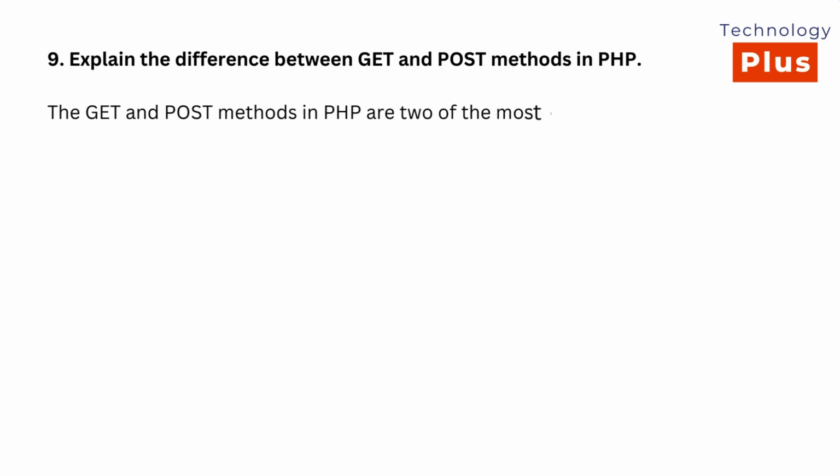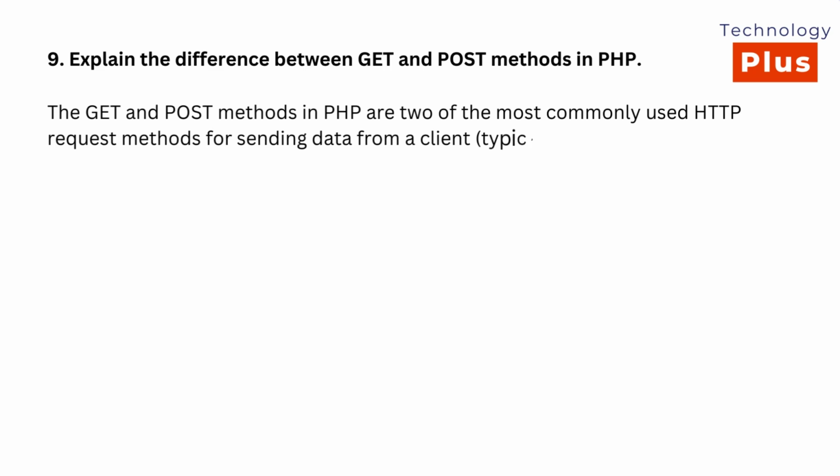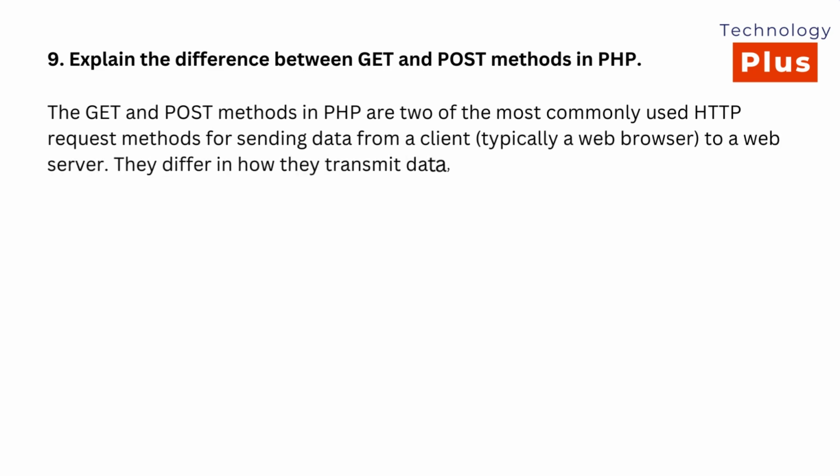Explain the difference between GET and POST methods in PHP. The GET and POST methods in PHP are two of the most commonly used HTTP request methods for sending data from a client, typically a web browser, to a web server. They differ in how they transmit data, their use cases, and their implications.